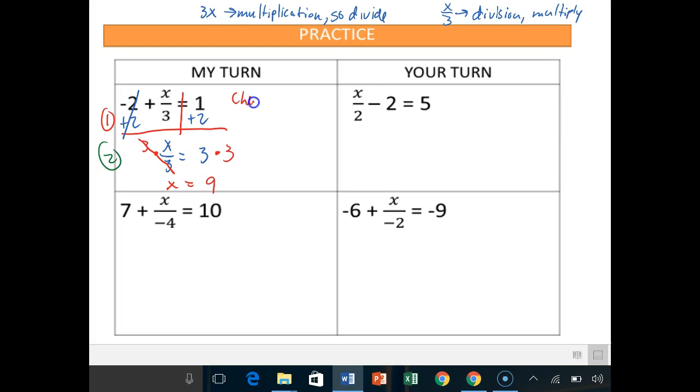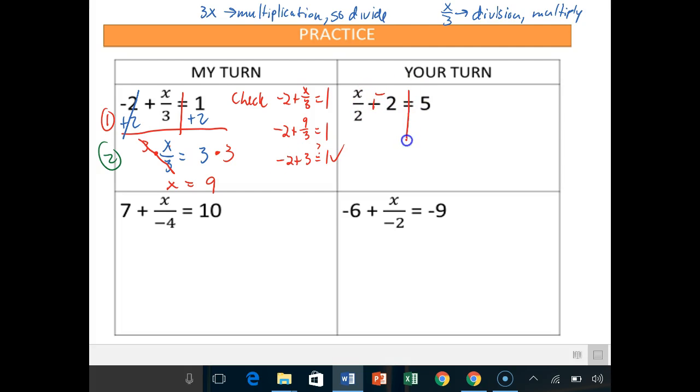Let's check. How do I check? Negative 2 plus x over 3 equals 1. Negative 2 plus, not x, but 9 over 3 equals 1. And again, we're just asking ourselves, is this a true statement? Well, negative 2 plus what's 9 over 3? It's 3 is equal to 1. Is that true? Is negative 2 plus 3 equal to 1? Yes, it is. All right, let's try this one.